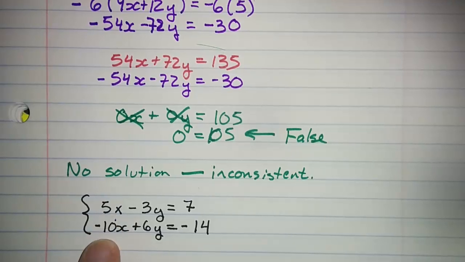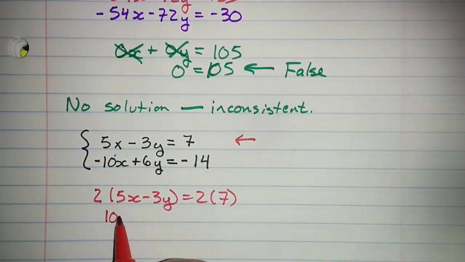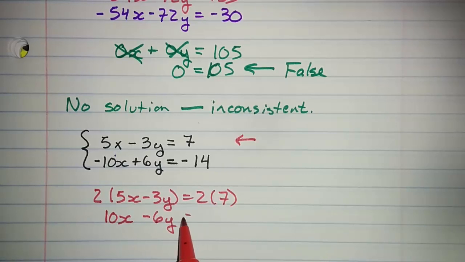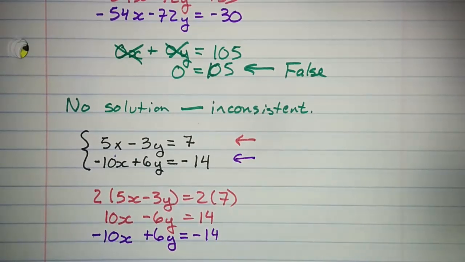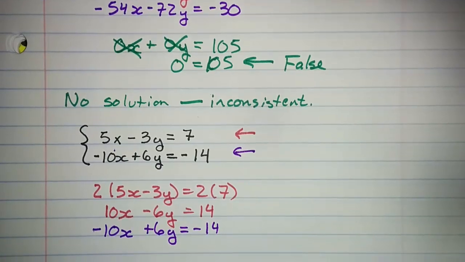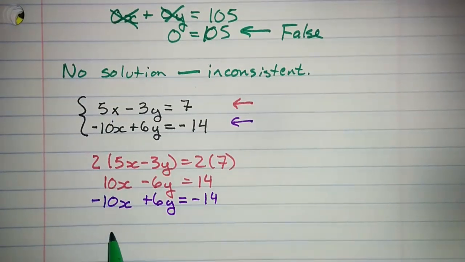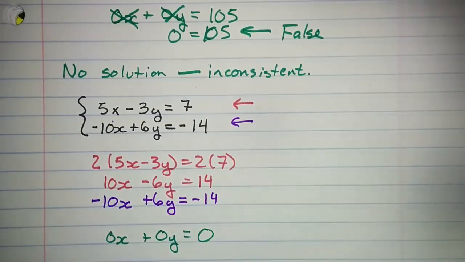Okay, well, I noticed that these two numbers have something in common, right? If I multiply both sides by 2 in this first equation, I'll get 10x minus 6y equals 14. The second equation is negative 10x plus 6y equals negative 14. What happens when I add those together? Well, I'll get 0x plus 0y, and that is 0. So this equation is just 0 equals 0.